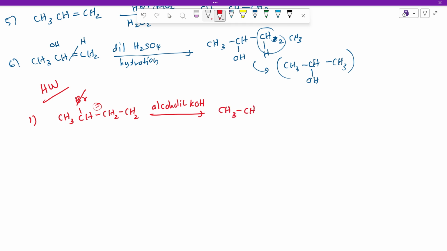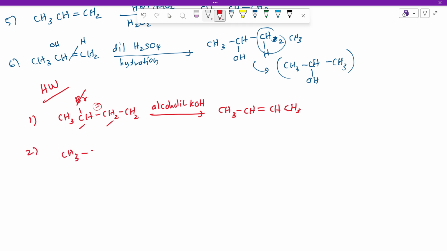CH and CH and a double bond here. Already altogether 4 bonds, okay. And then CH again, one H removed from here, the Br removed, one hydrogen removed, and CH3. CH3. Right.